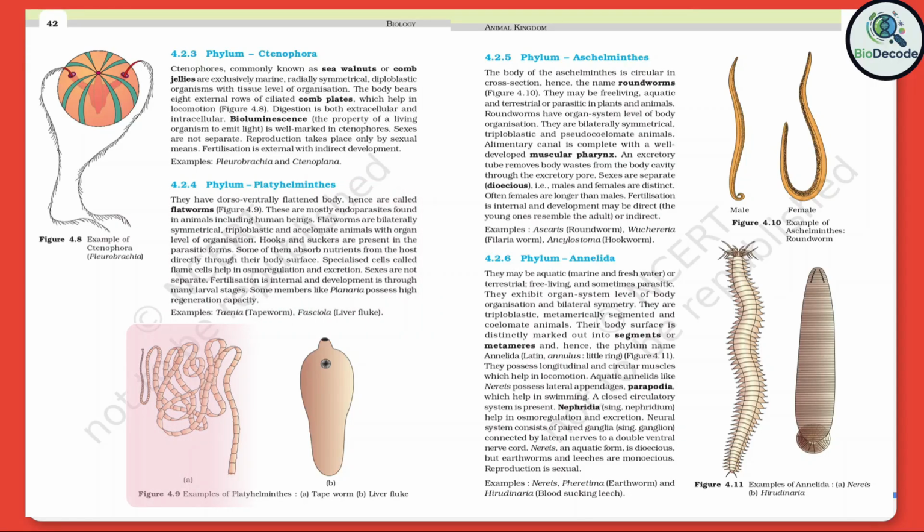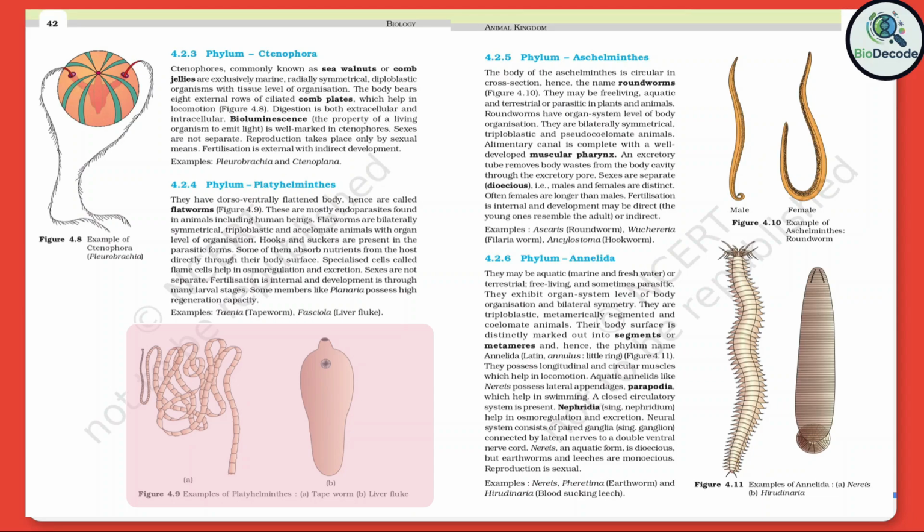Figure 4.9. Examples of Platyhelminthes: A, tapeworm; B, liver fluke. This figure illustrates parasitic flatworms, highlighting their dorsoventrally flattened bodies and adaptations for a parasitic lifestyle. Tapeworm Taenia, a long ribbon-like worm consisting of repeated segments called proglottids, each containing male and female reproductive organs. The scolex, or head, bears suckers and hooks for attachment to the intestinal wall of its host.